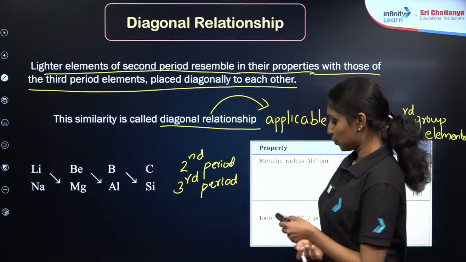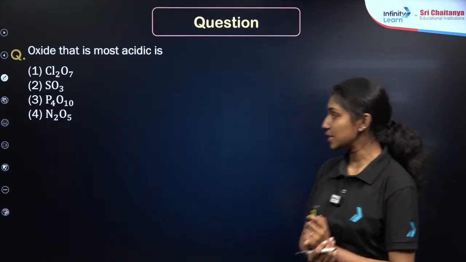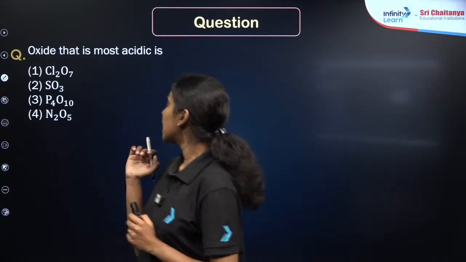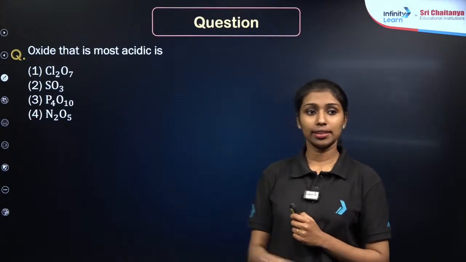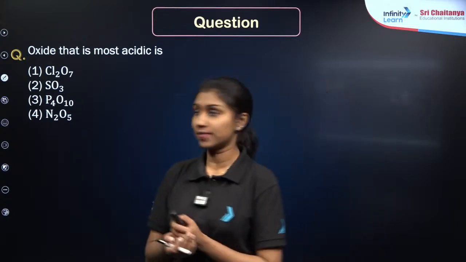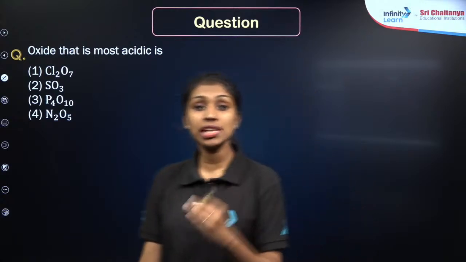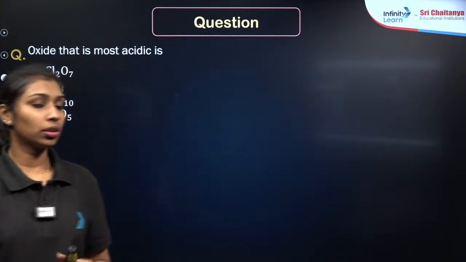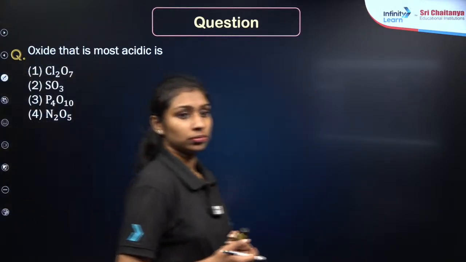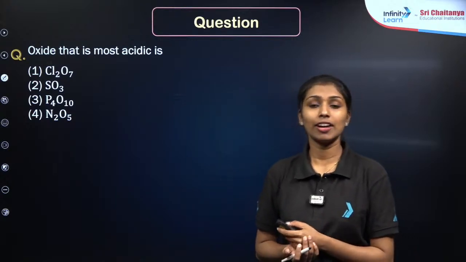Fine. Now let me move to some practice questions here. Here is the first question for you. The oxide that is most acidic is, the options are given here. First one Cl2O7, SO3, P4O10 and N2O5. Which one is the most acidic oxide formed here? What will be the answer?